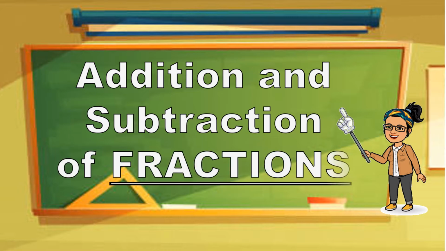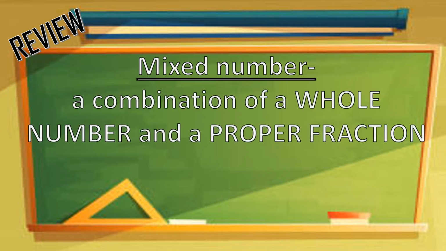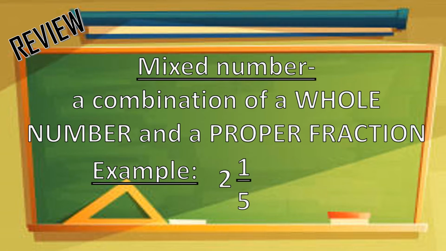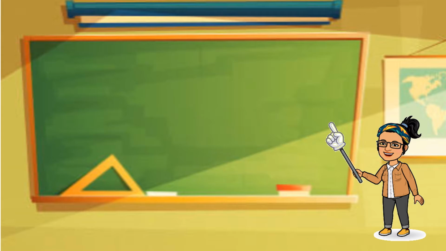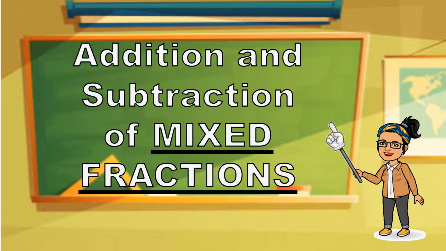Our topic for today is addition and subtraction of fractions. A mixed number is a combination of a whole number and a proper fraction. For example, 2 and 1/5 and 7 and 3/8. Okay, so now let's discuss addition and subtraction of mixed fractions.